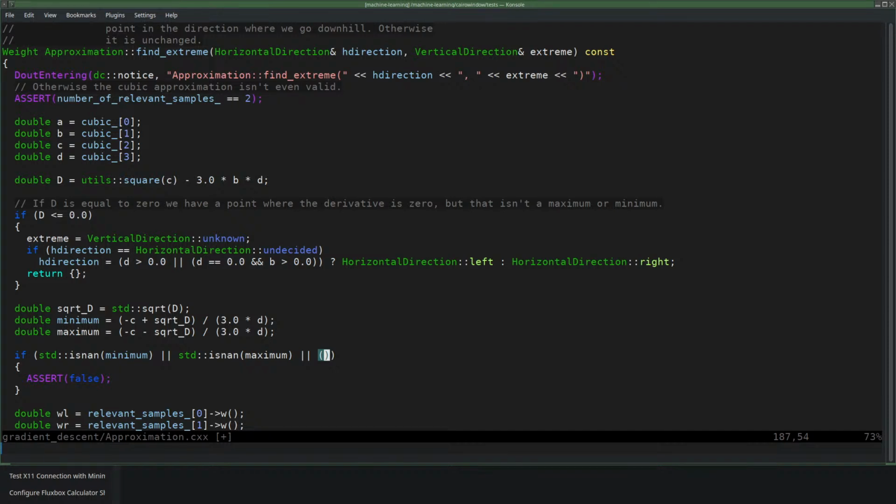Okay, so if the absolute value of c minus the absolute value of the square root of d is less than 1e minus 9 times the absolute value of c.